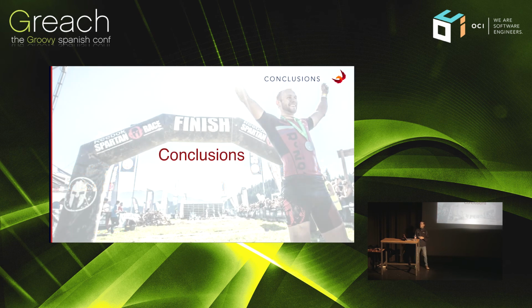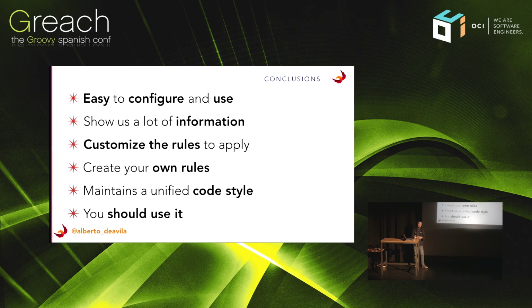So in conclusion, Codenarc is a very, very easy tool, and it's very, very easy to configure in your project. It shows us a lot of information. So this is important to know if we are doing well. You can customize the rules to apply in your project and decide with your team whether to apply a specific rule or rule set. You can create your own rules if you think a rule is missing. It helps you to maintain a unified code style, and you should use it.